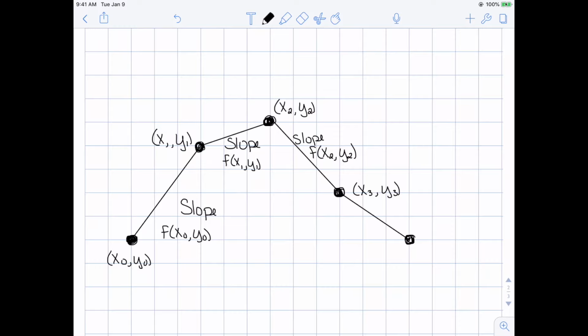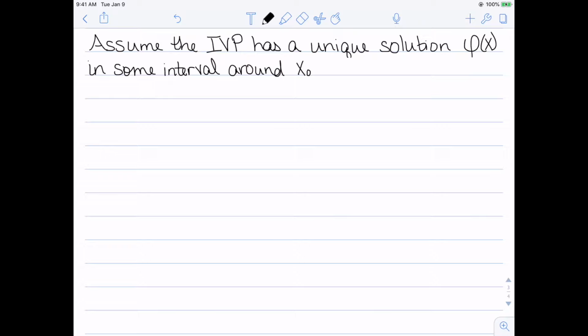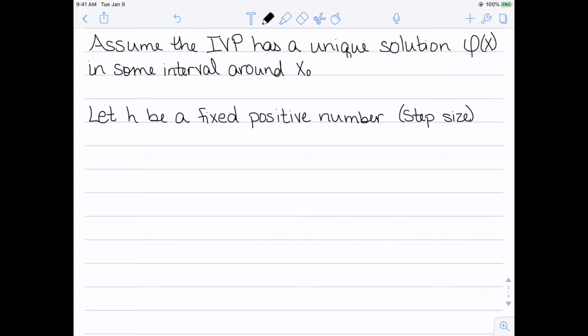So let's see if we can formalize this a little bit before we actually delve into examples. We're going to start by assuming our initial value problem does have a unique solution, denoted by phi of x, in some interval around our initial point x0. We're also going to let h be a fixed positive number. This is called the step size. We're going to define xn to be x0 plus nh, where n is the whole number 0, 1, 2, 3, etc. So these are going to be our x coordinates for our points in our Euler method. So now the question is, what about the points yn, and how does that approximate this actual solution, phi of x?